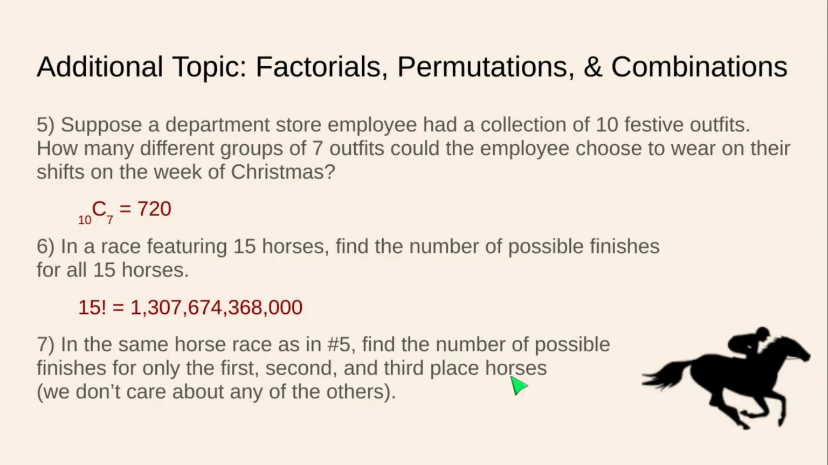All right, also if we're ready to continue, here we go. This would be 15P3. We don't want to order all the horses this time. We only care about the first, second, and third place horses, so we only care about 3 of them. And that is going to be a significantly smaller number. It's not a small number by any stretch of the imagination, but it is a significantly smaller number than 1.3 trillion, okay? So about 2,700 options there.